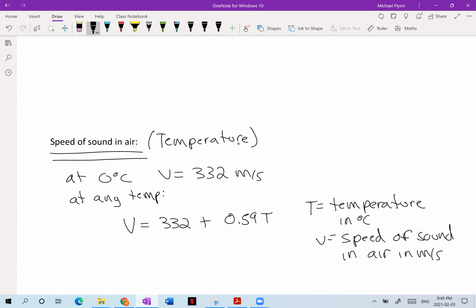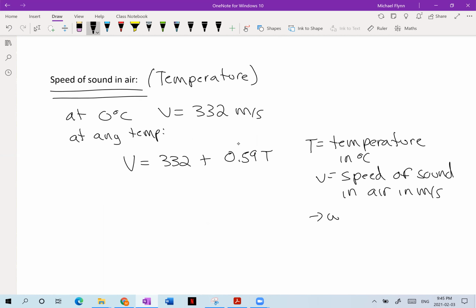So if I put in 0 for T, I get 332. That makes sense. Now, it works for negative temperatures, so I'm just going to say it works for winter temperatures, negatives, and positive temperatures. This formula, you can use it anytime.